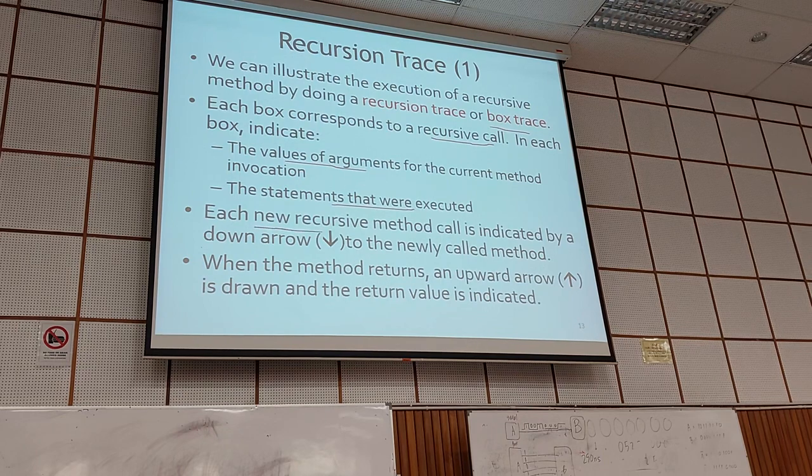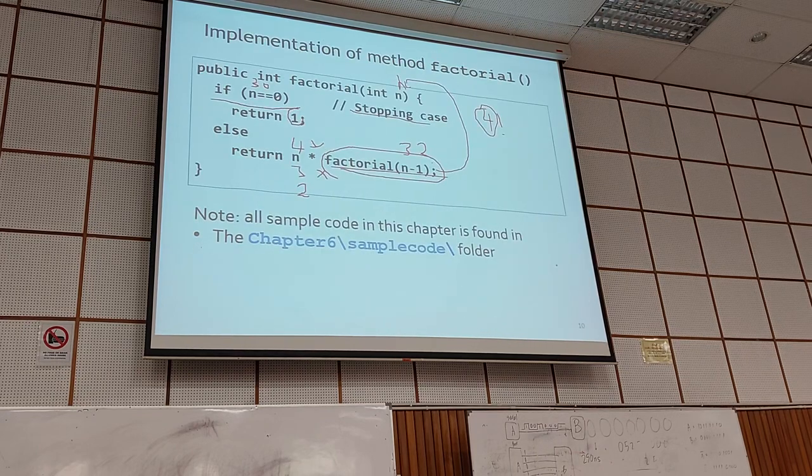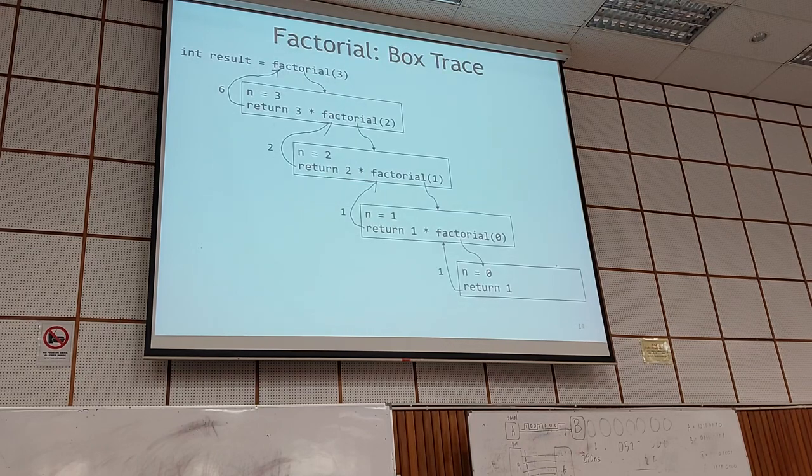Alright, and when you have a new recursive call, we use an arrow now to call for the new recursive method, and the value will be returned by using an upward arrow. So let's take a look at this for factorial.